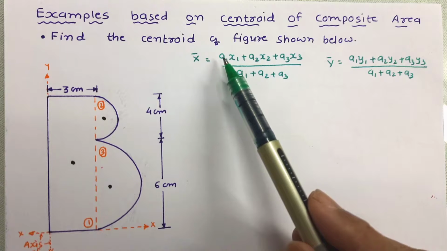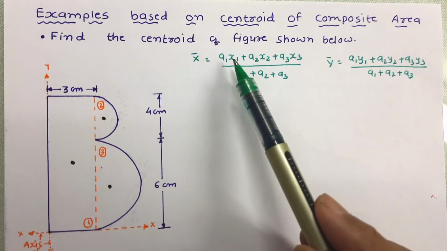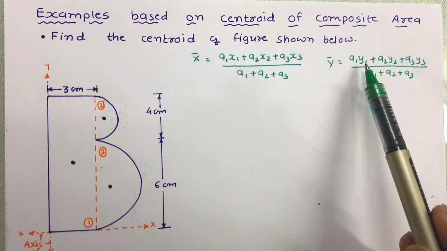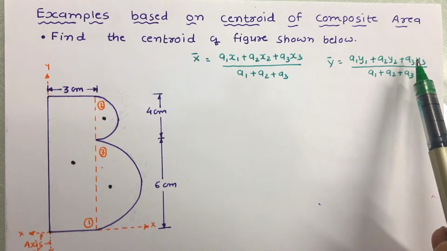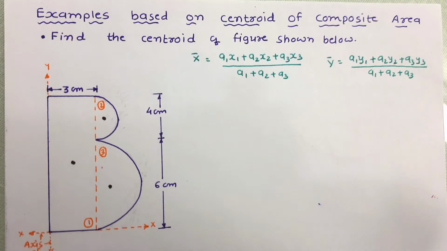Now it is required to work out A1, A2, A3, that is the area of the three shapes; x1, x2, x3, that is the centroidal distance of the centroid of the three different shapes from the reference y-y axis; and y1, y2, y3, the centroidal distances of the centroid of these three figures from the reference x-x axis, meaning in the y-axis direction. So let us work out A1, A2, A3, y1, y2, y3 and x1, x2, x3.